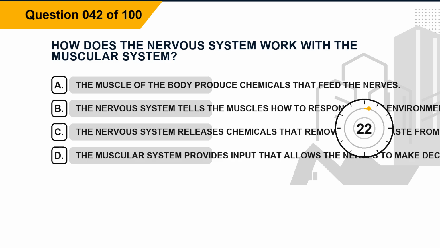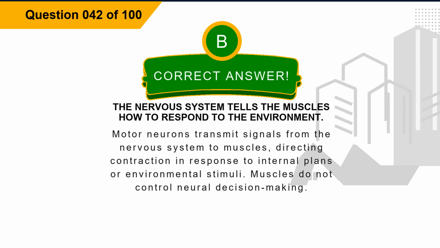Question 42. How does the nervous system work with the muscular system? Option A. The muscles of the body produce chemicals that feed the nerves. Option B. The nervous system tells the muscles how to respond to the environment. Option C. The nervous system releases chemicals that remove excess waste from the muscles. Option D. The muscular system provides input that allows the nerves to make decisions. The correct answer is option B. The nervous system tells the muscles how to respond to the environment.